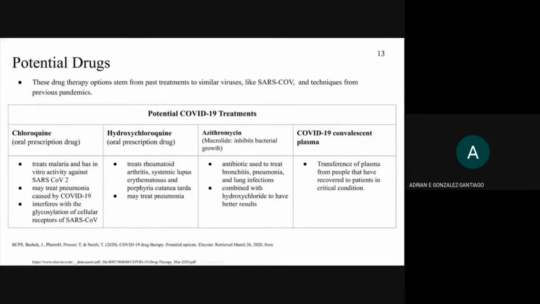We have chloroquine, which treats malaria, but it has been shown in vitro that it has activity against SARS-CoV-2.